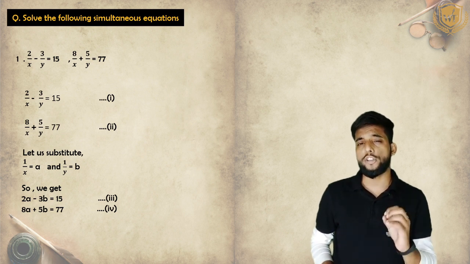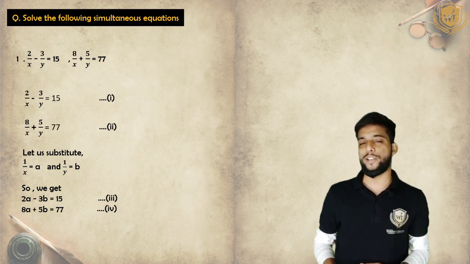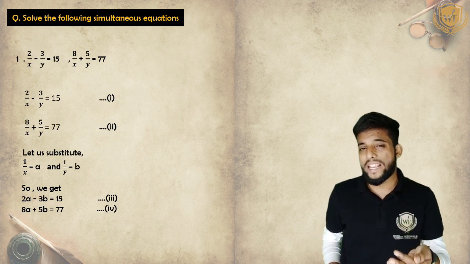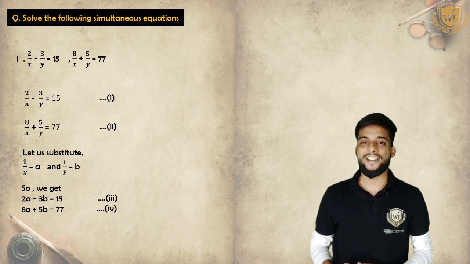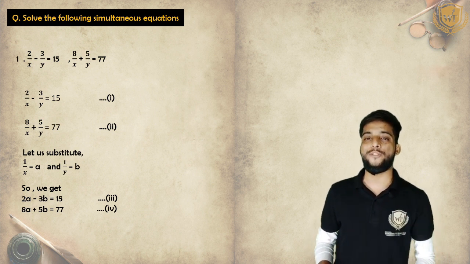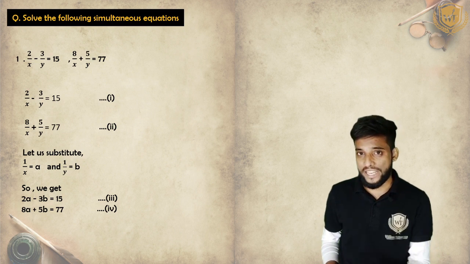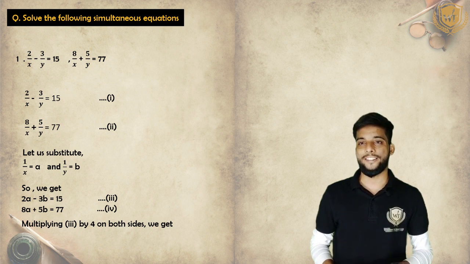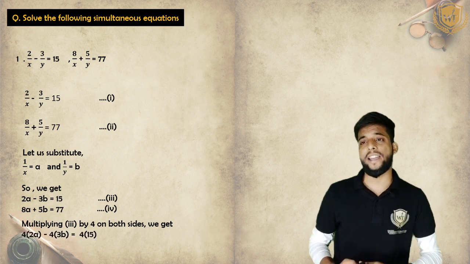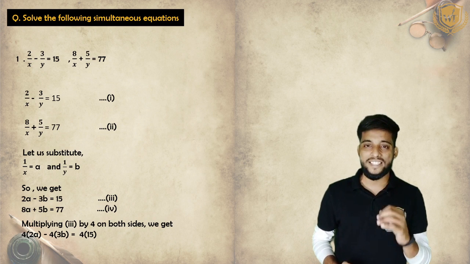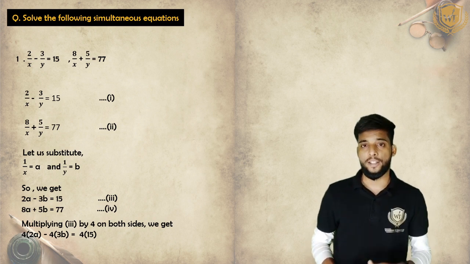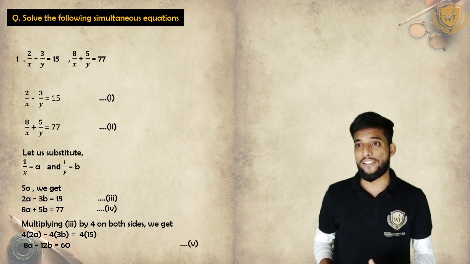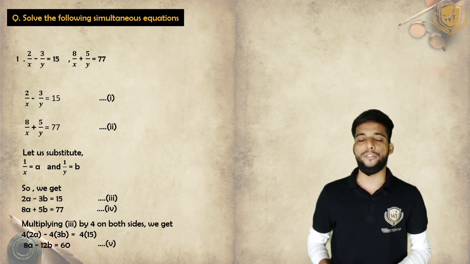Now if you focus on the coefficients of a in both the equations, we have 2 and we have 8. Matlab 2 we can easily convert into 8, right? So 2 we are going to multiply by 4 to convert into 8. So equation number 3 we are multiplying by 4 on both the sides. So it will become 4 into 2a minus 4 into 3b is equal to 4 into 15, which is 8a minus 12b equals 60. So we have another equation. Number this as equation number 5.